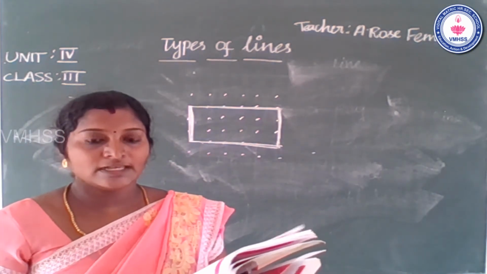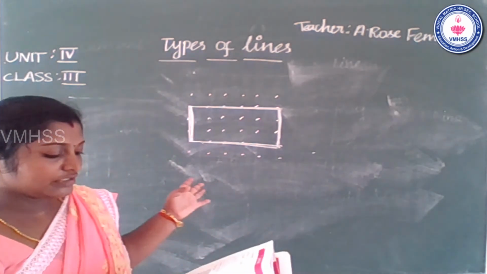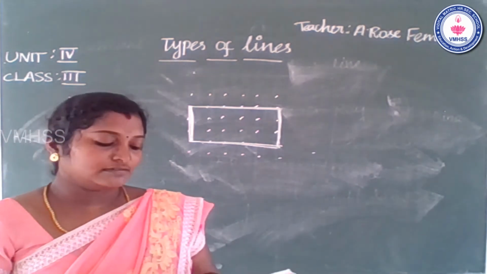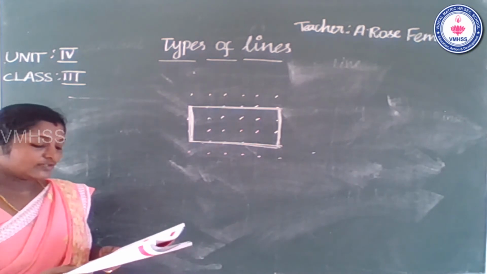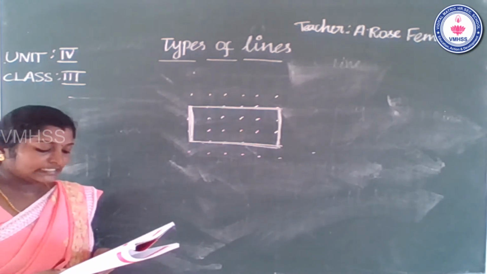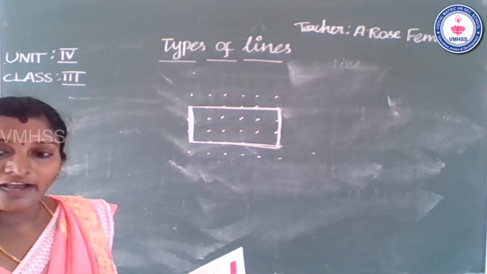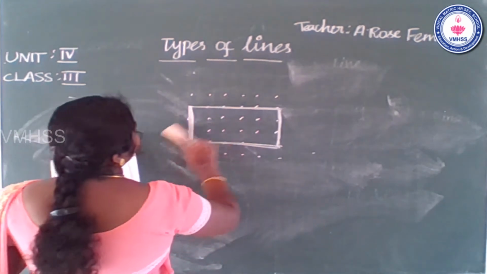Students, please take page number 76. Please draw a picture in the rectangle shape. Write fast. The second one: draw a triangle. Draw a triangle picture. See carefully.